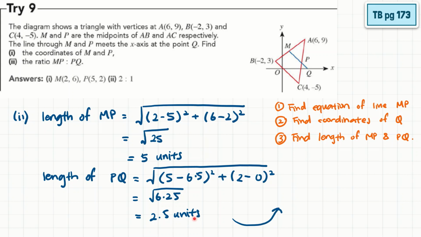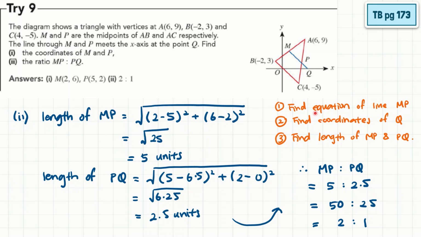So the ratio of MP to PQ will be none other than 5 is to 2.5. But I hope that you are aware that ratio quantities cannot be decimals, so we need to simplify this. Either you make use of your calculator to help you simplify by pressing the fraction key, 5 divided by 2.5, and then you will get a simplified form, since ratio representations are equivalent to fractional representations. Otherwise, you can do it like what we did in primary school, multiply by 10 to get rid of the decimal, then divide by 25 across to get 2:1. So this is what we have as our answer to part 2.